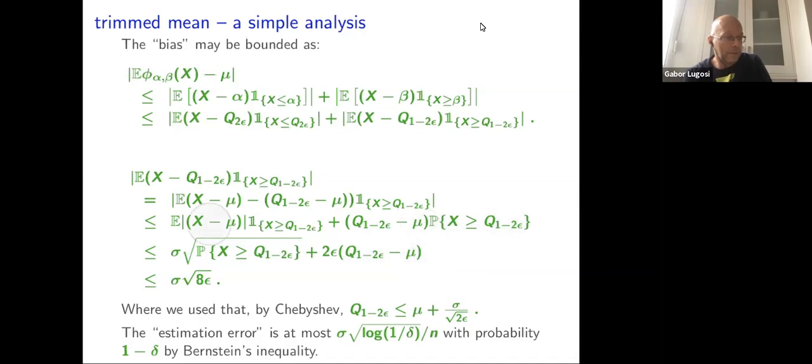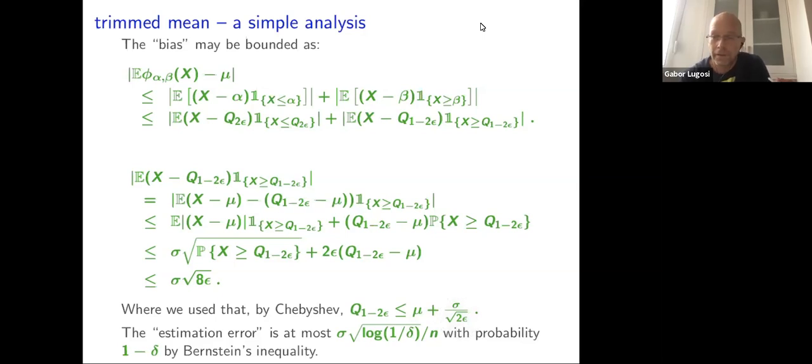For the first term, we use Cauchy-Schwarz, so we have the square root of the variance times the square root of the expected value of this indicator. But this is again epsilon, so here we get sigma times square root of epsilon. And the second term is also sigma times square root of epsilon, because by Chebyshev's inequality, the difference between the quantile and the mean is at most sigma over square root of epsilon, okay? And that's it, this is the proof, right? Remember, epsilon is log 1 over delta divided by n, so this is exactly the right quantity.